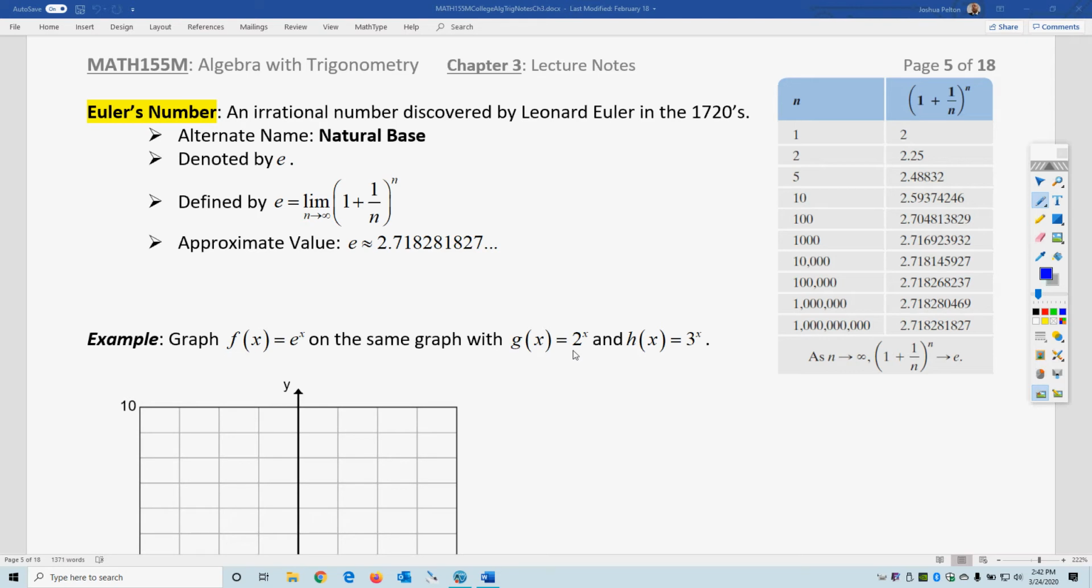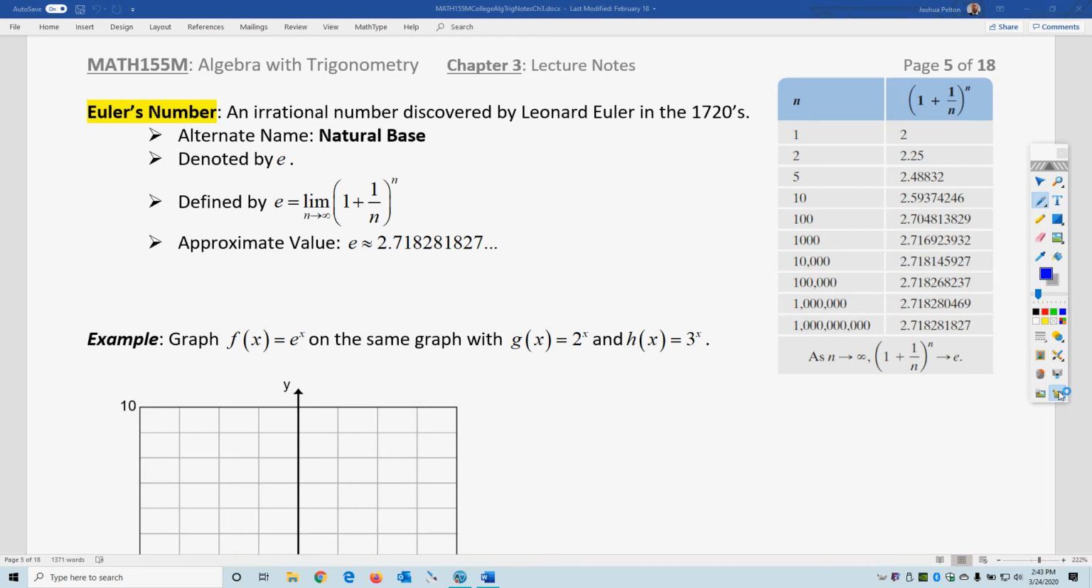Euler's number. Leonard Euler is obviously dead now. He's in the 1700s. He figured out a lot of things, one being the irrational number known as the natural base, which is e. E and pi tend to be the ones you should know coming out of algebra in high school and college. E and pi are irrational numbers that go on forever: pi is 3.14, and so on and so forth, and e is 2.718, which goes on forever.